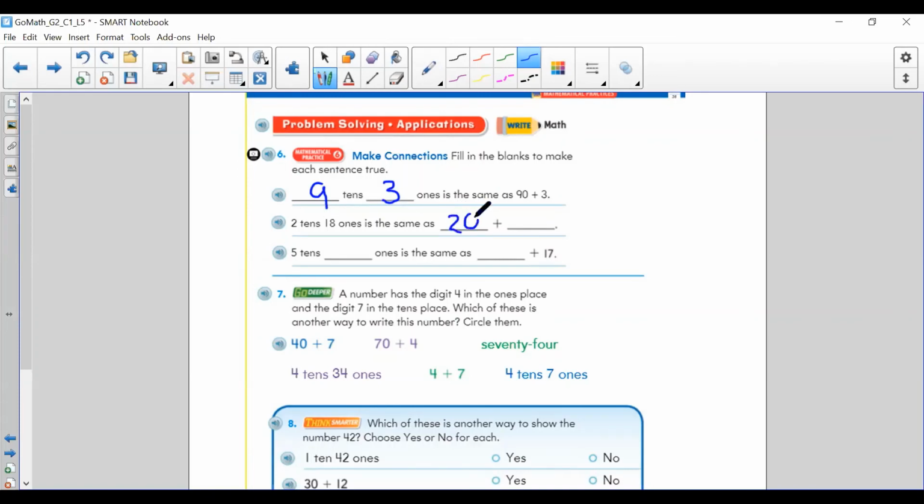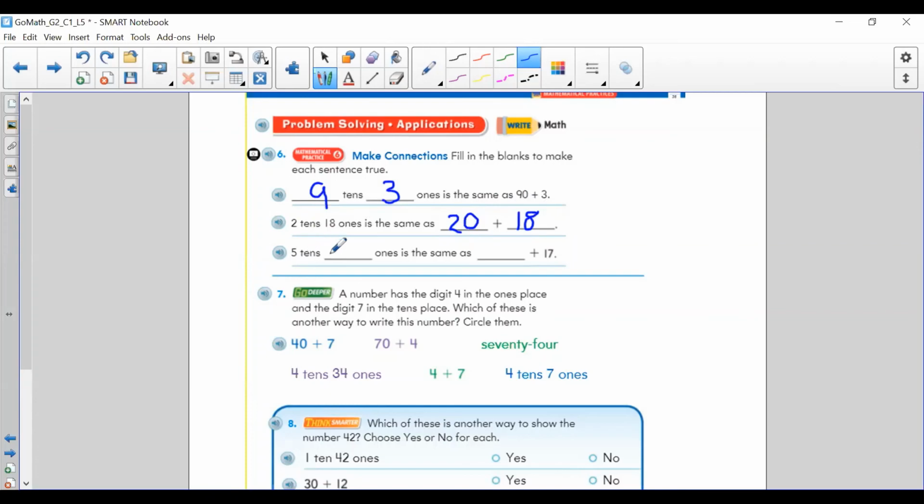And how about 18 ones? 18 ones is just like it sounds. 18 ones is 18. So 2 tens and 18 ones is the same as 20 plus 18.